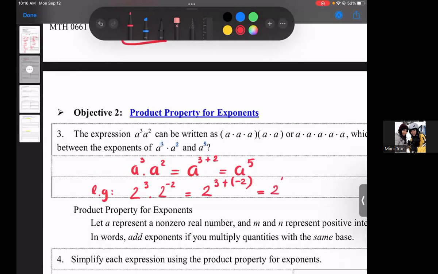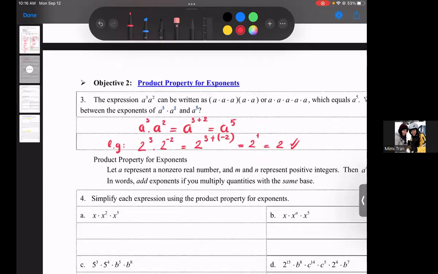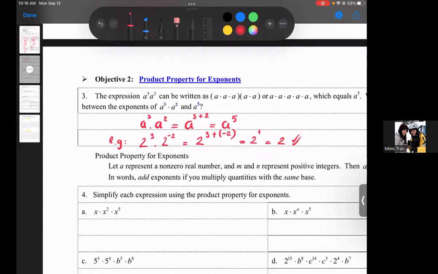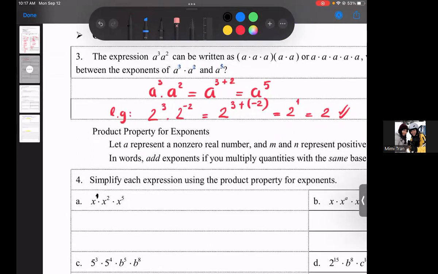2 to the first, which is 2. I give you the negative example. It's slightly harder so that when you come to the other one, it's easy for you. Let's do it for A. For X, if you don't see anything, it's understood as X to the first. So what's my answer?